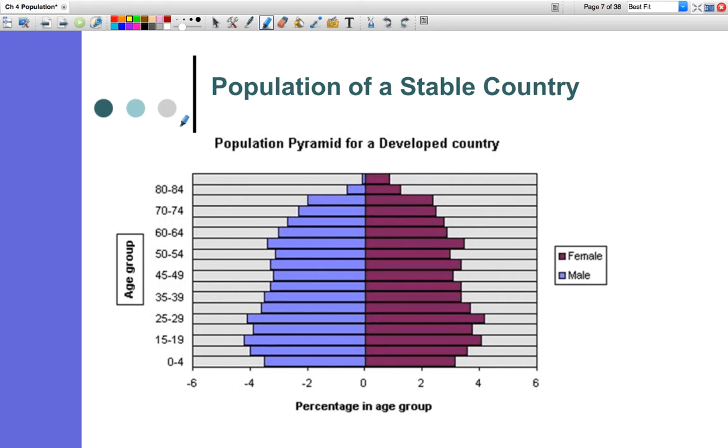Population pyramid for a developed country. Things are a little bit different in a developed country. We still have our three sections of the population: the pre-reproductive, the reproductive, and the post-reproductive. But as you can see, compared to our previous slide, I'll just switch back for a quick second.